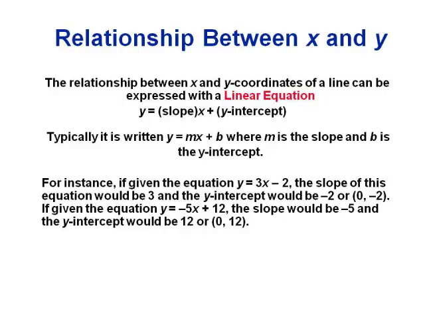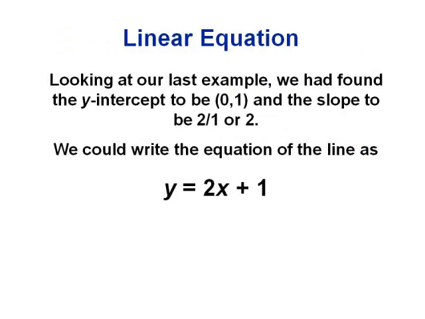All of that information, the slope and the y-intercept, goes into the equation, and you're probably familiar with slope-intercept form already. y = mx + b, so y equals the slope times x plus the y-intercept. In that line we were looking at, the slope was 2 and the y-intercept was 1, so we would write the equation of that line as y = 2x + 1.